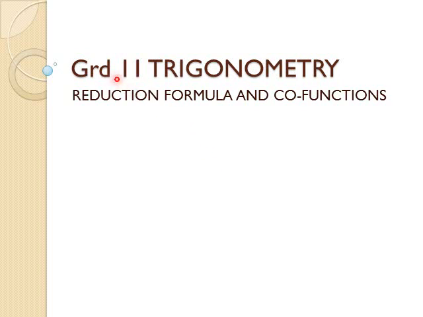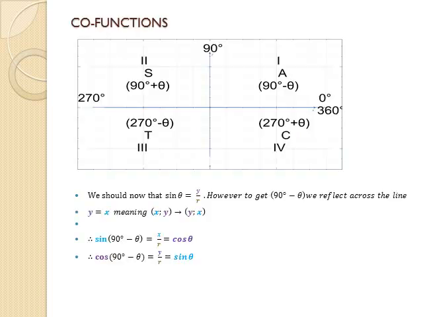Right, welcome to lesson 8, trigonometry. Again, we're still looking at reduction and co-functions. Co-functions is where we use 90 or 270. So given the Cartesian plane, assume you know it's 0 to 90 first quadrant, 90 to 180 second quadrant, 180 to 270, and 270 to 360.